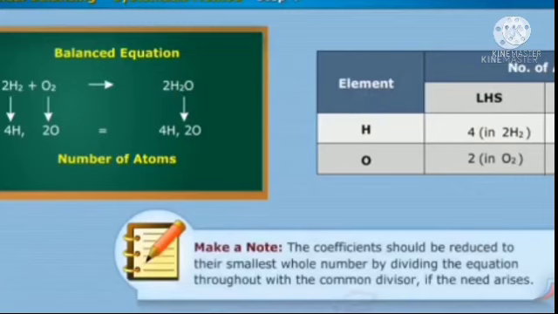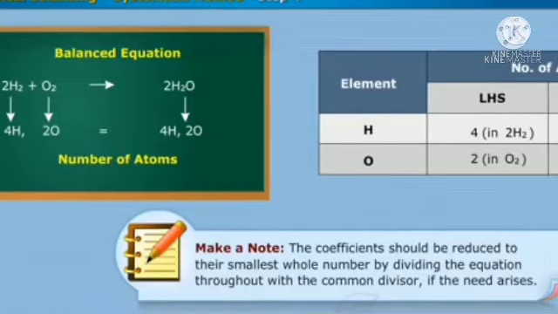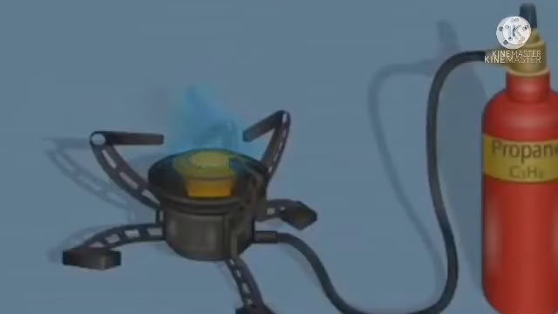The coefficients should be reduced to their smallest whole numbers by dividing the equation throughout by the common divisor if the need arises. For example, here 2 and there 4. An example of balancing an equation: combustion of propane.